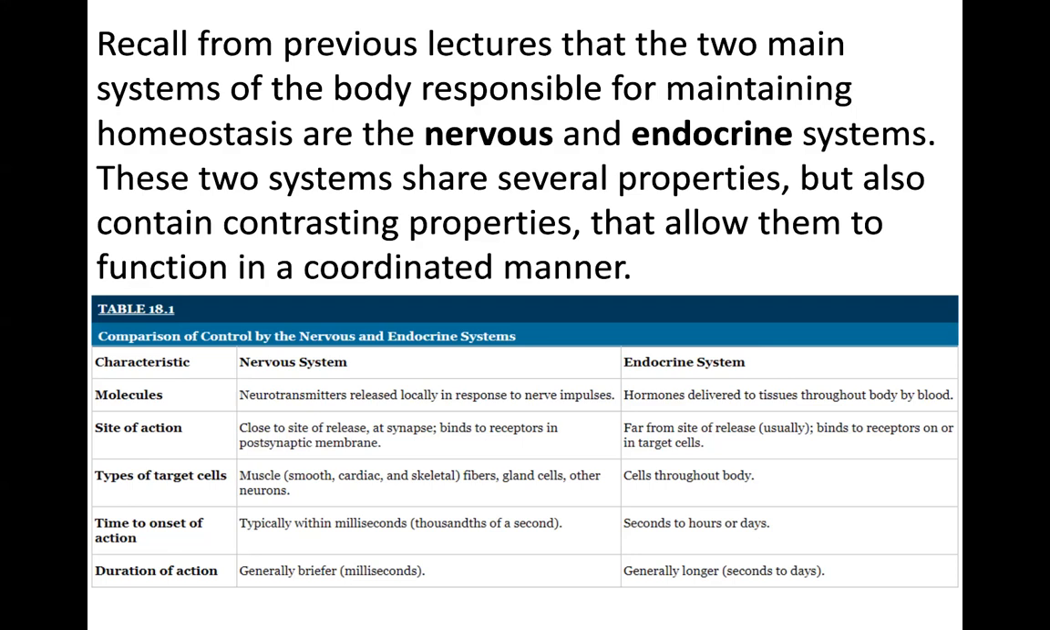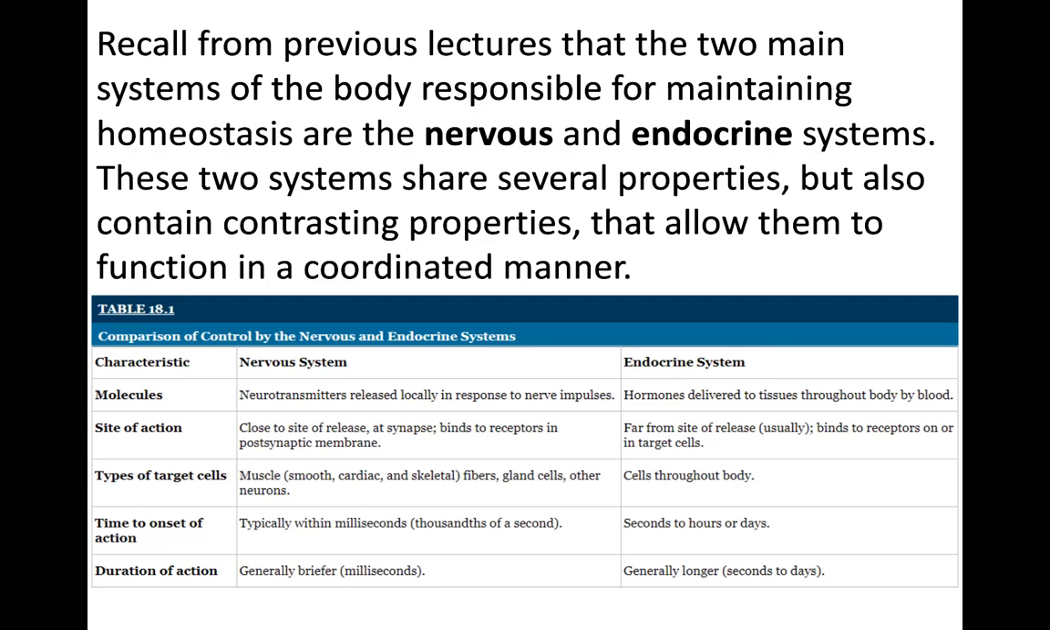So the site of action could be very far from the site of release. Types of target cells for the nervous system include muscle, that's smooth, cardiac, skeletal, gland cells, and other neurons. Whereas the endocrine system, it basically could be any cells throughout the body. The nervous system is very, very quick. And we know that, like touching a hot stove, it's almost instantaneous. Whereas with the endocrine system, it's much more delayed. It sometimes takes seconds to hours or days.